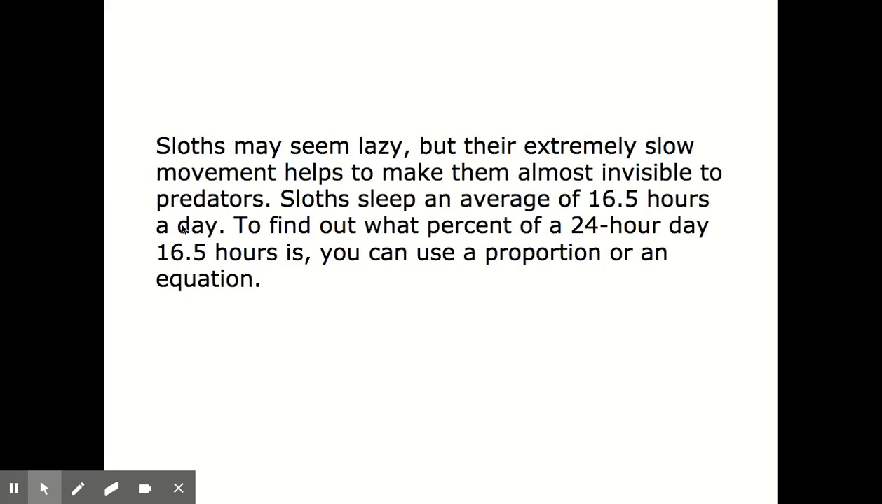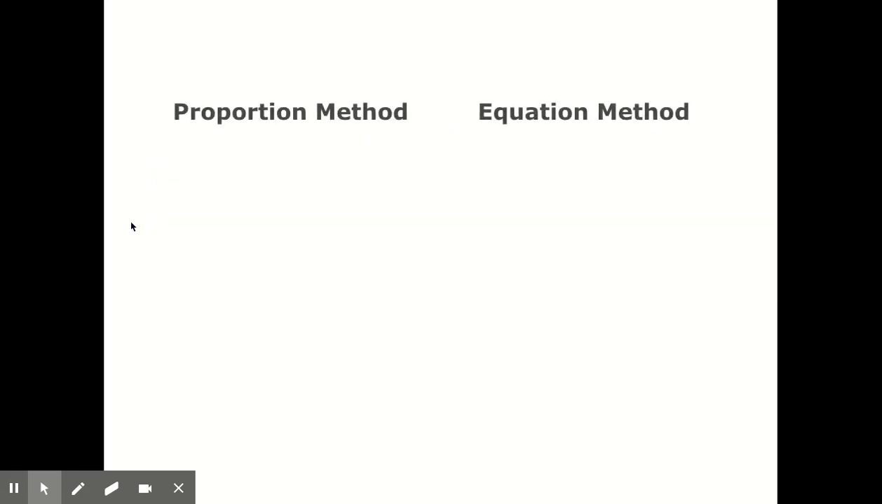Sloths may seem lazy, but their extremely slow movements help to make them almost invisible to predators. Sloths sleep an average of 16.5 hours a day. To find out what percent of a 24-hour day 16.5 hours is, you can use a proportion or an equation. So let's look at both methods here.